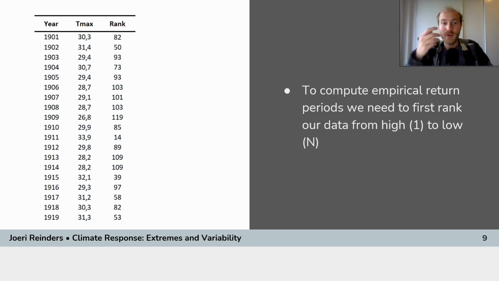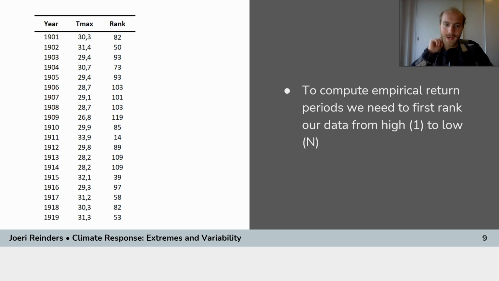So how to do this? First, you get your record, like you see here on the left. This is the same temperature record, and you start ranking all the values, where the value that's the largest, the highest annual maximum temperature, gets a rank of 1, and the value that's lowest gets a rank of n, how many years you have here. I think here we have 122 years of data, so that will be number 122.